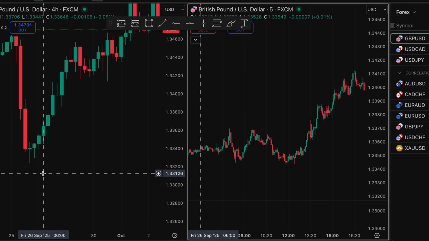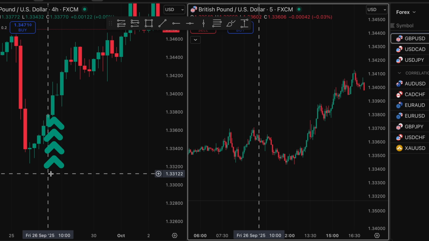So for me in England, I will be trading the 6 a.m. candle, the 10 a.m. candle, and the 2 p.m. candle. So every single one of those 4 hourly candle closes, we are able to look for trades. That just helps us understand when we should be sitting at the chart.